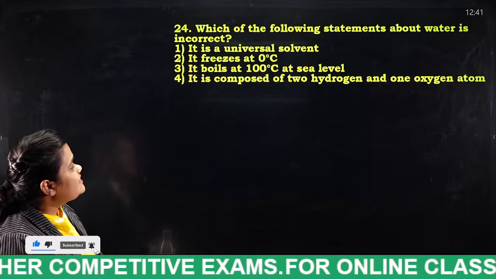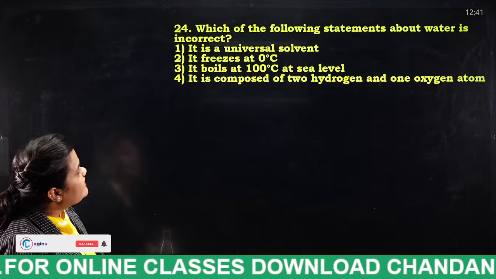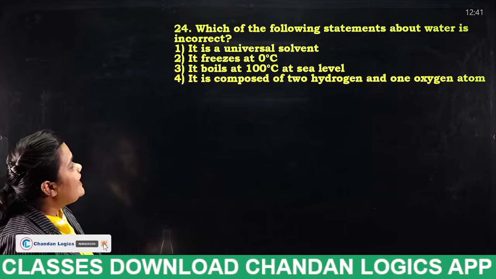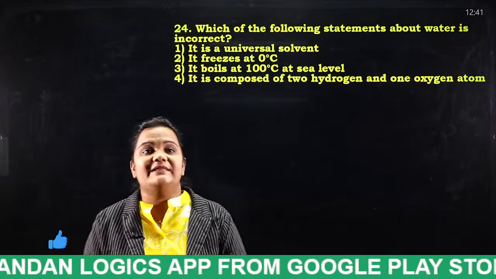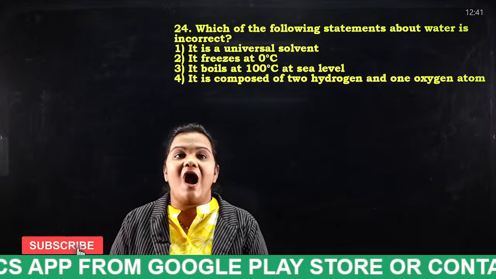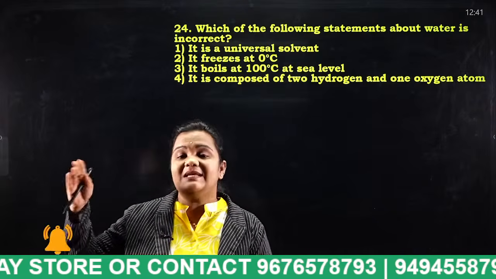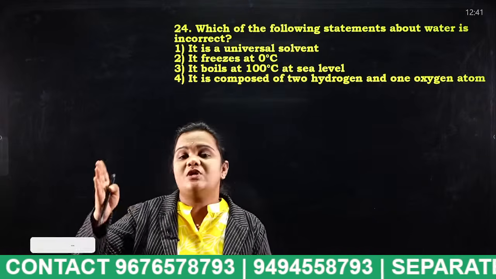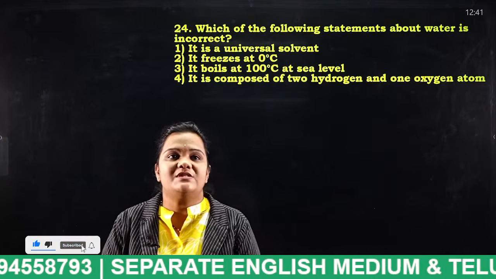Yes. Which of the following statements about water is incorrect? It is a universal solvent, it freezes at 0 degrees centigrade, it boils at 100 degrees centigrade at sea level, it is composed of 2 hydrogen, 1 oxygen atom. So I think everybody will say all are correct, but when you take one thing into consideration, one option will be eliminated. So identify and put your answer in the comment section.